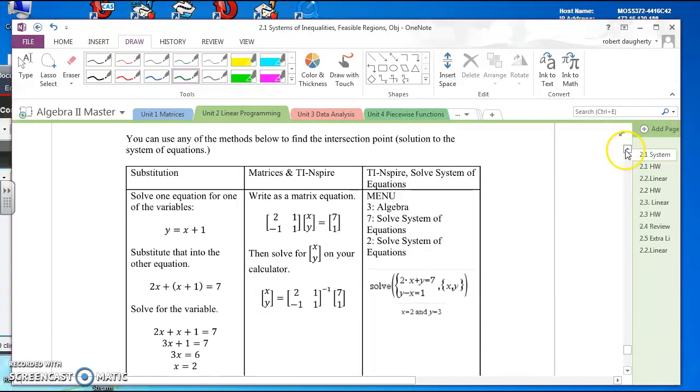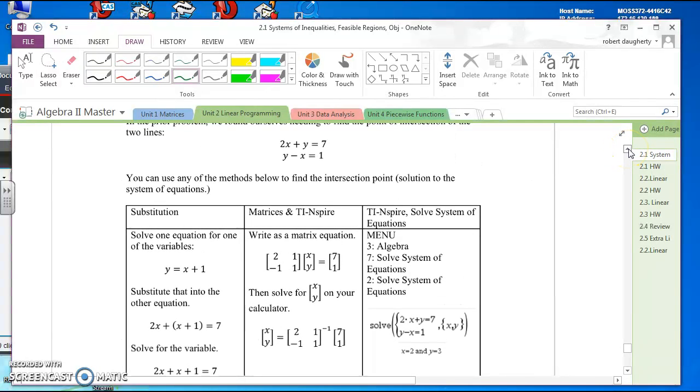So here's an example of two lines right here. Algebraically is the first column. You can use matrices like we did on the second column, or you can use your solved system of equations. So however you want to do it. First method, algebraically, prone to mistakes. The second two methods require the calculator, but you've got to be pretty adept at using the calculator to make sure you can get that information. So many tools to get that.